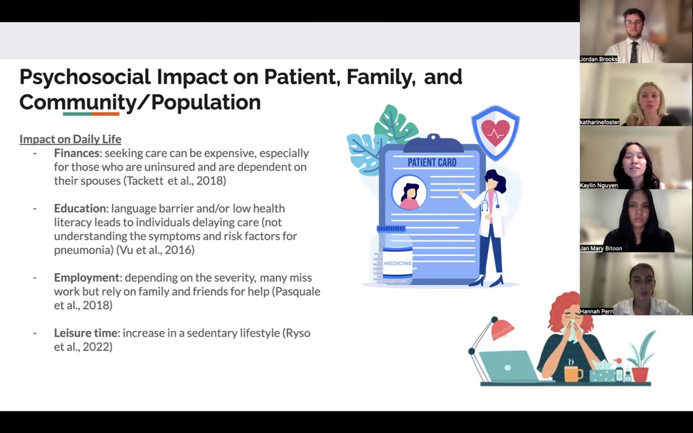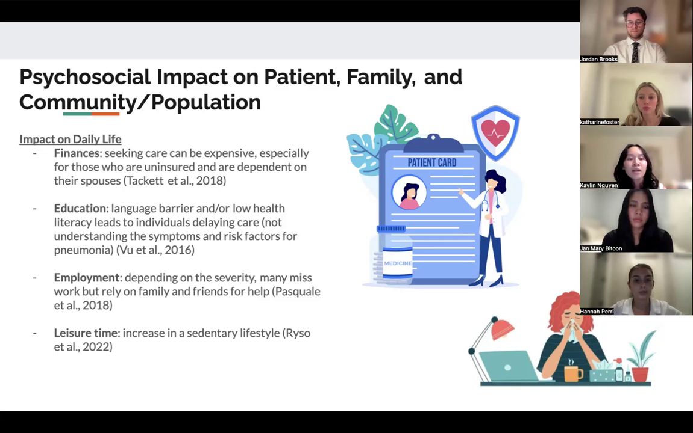In our patient's case, she has other comorbidities such as COPD, hypertension, and diabetes, which can increase her financial burden when seeking care. And then in terms of education, a language barrier and or low health literacy can lead to individuals delaying care because they don't quite understand the symptoms and risk factors for pneumonia, which are exacerbated because our patient has to rely on her husband to seek care just because of religious reasons. She prefers either female providers or not having her husband in the room with her, as a male provider is helping her.